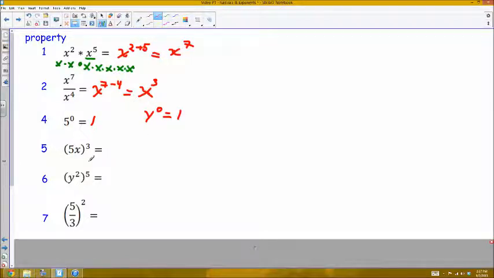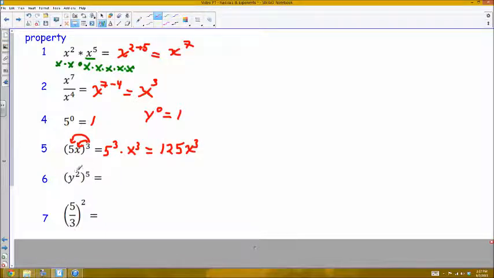Now, looking at the other ones, exponents, because it's representing repeated multiplication, can distribute across multiplication. So this 3 will be applied to both of these. So this is really 5 to the third times x to the third. And since 5 to the third is a number value, I should expand that. 5 times 5 is 25, times 5 is 125. So 5 cubed is 125, x to the third.